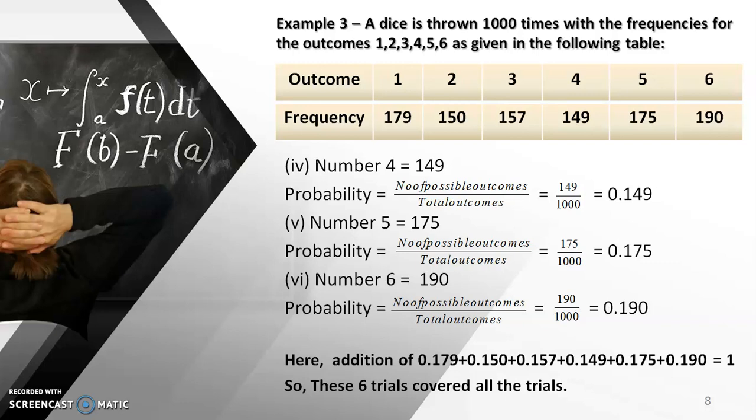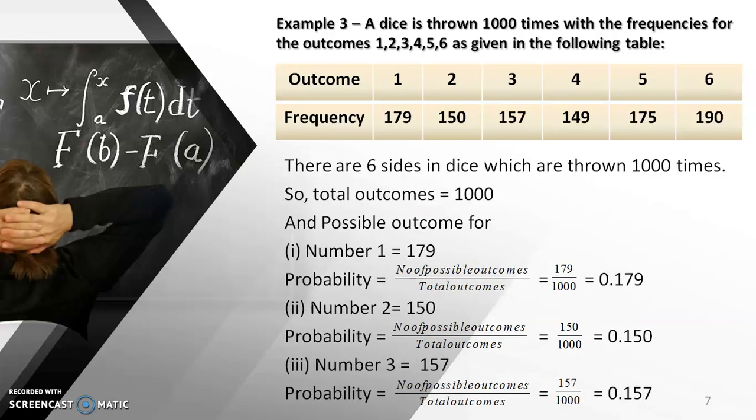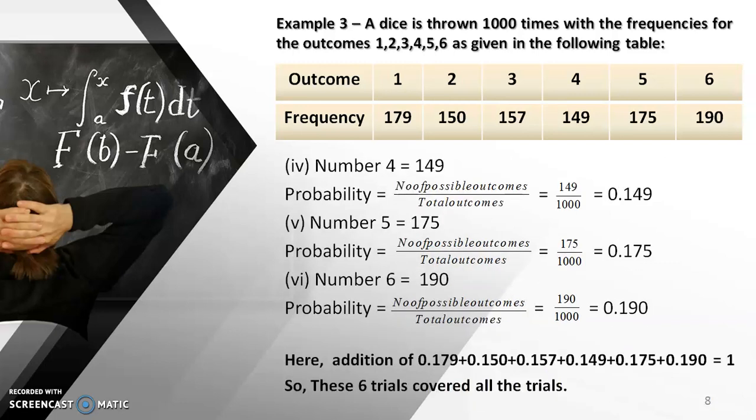Now here the addition of all, means 0.179, 0.150, 0.157, 0.149, 0.175 and 0.190 equals 1. So these trials covered all the outcomes. Got it? Means the addition of all these equals 1. Got it? So go to the next.